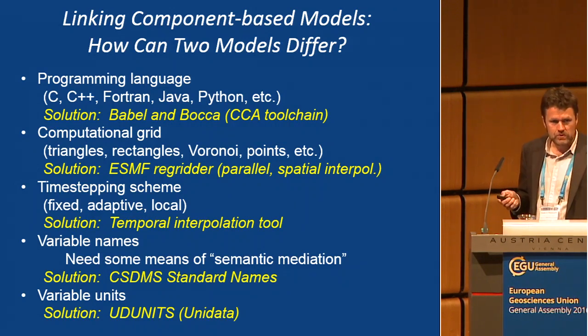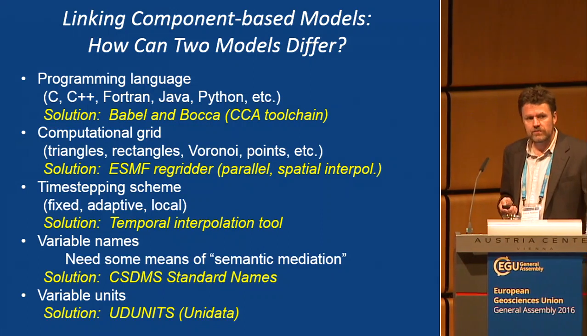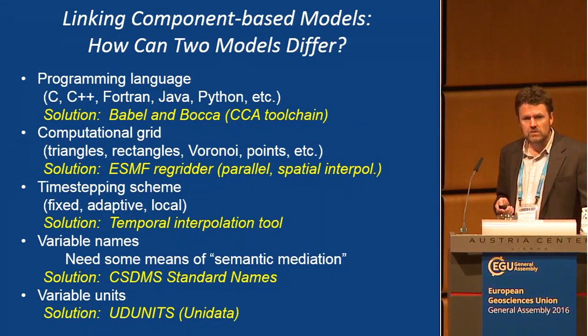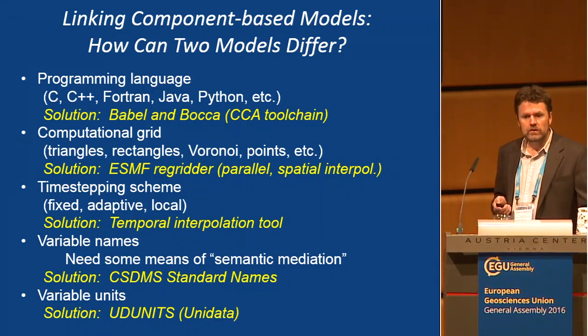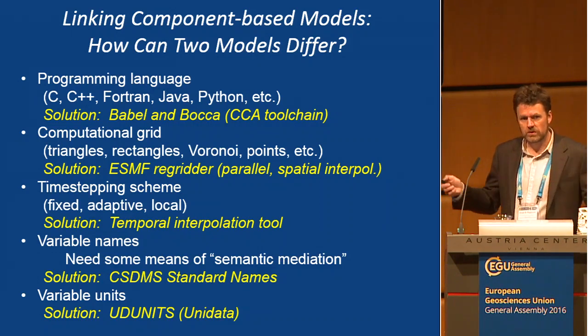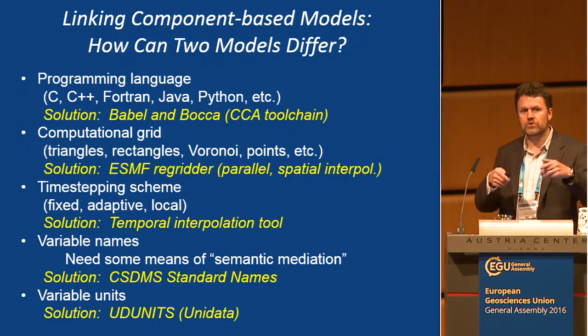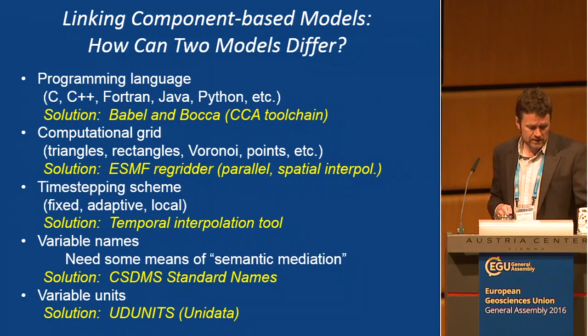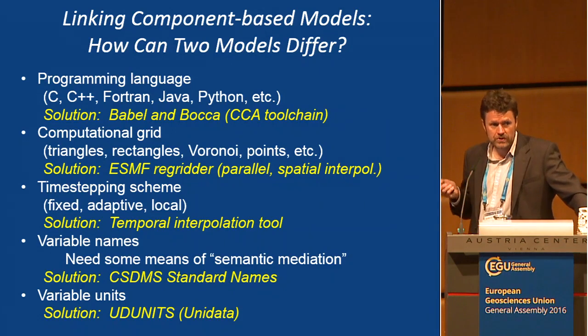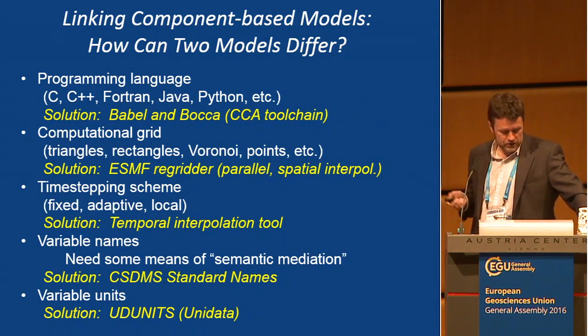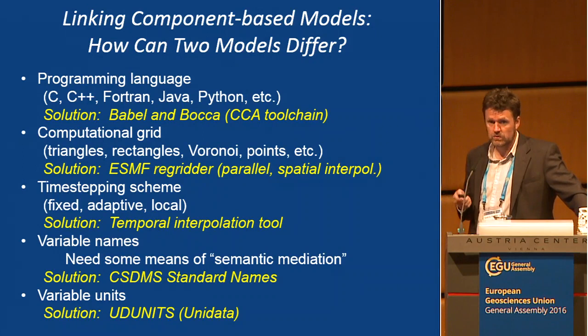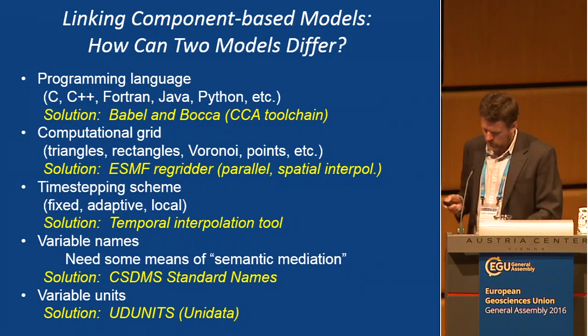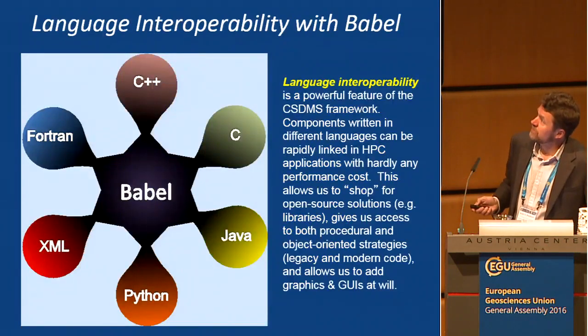But when it came to variable names, we looked at things like the CF standard names from the climate and forecasting community, and we looked at other controlled vocabularies, and it just wasn't really a good general system for building standardized terms that you could map your internal vocabulary to so that you could reconcile these things automatically. So that's something I spent a lot of work on the last few years, and I'll talk a bit about that. But then unit conversion is also straightforward. There's packages from Unidata and other places that will convert units. So these are the issues you face when you try to connect these things.